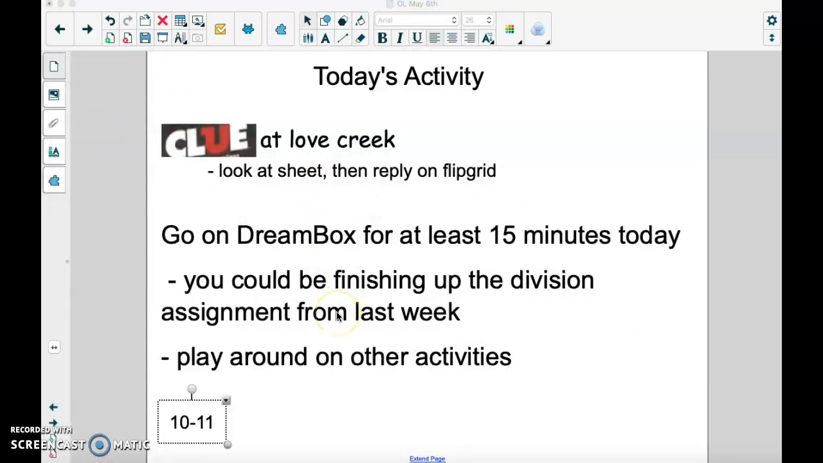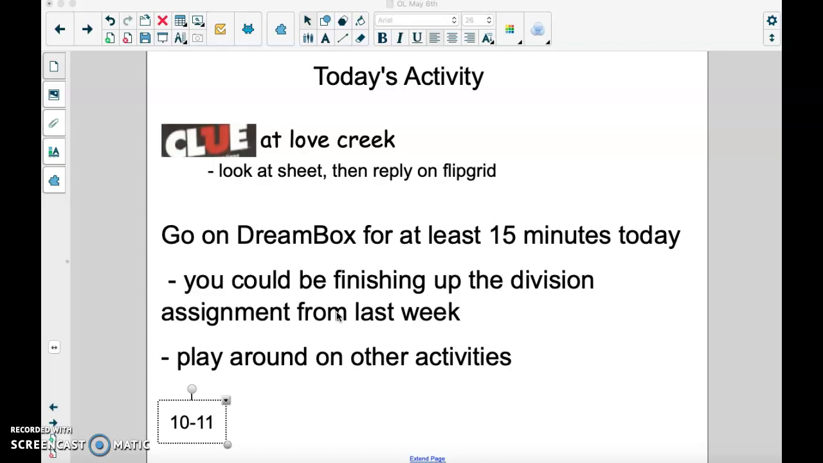I also want you to go into Dreambox for at least 15 minutes today. All right. When you're on Dreambox, you could be working on that division assignment from last week. Remember, it's the one with that blue sticker in the left corner of it. It should be something like division of fractions. Or you could just be playing around on other activities. But please remember, you should be on there for 15 minutes.